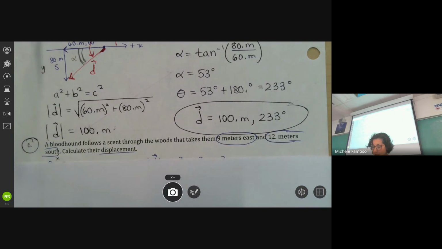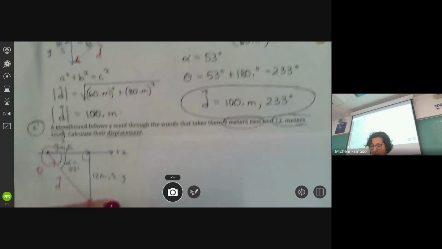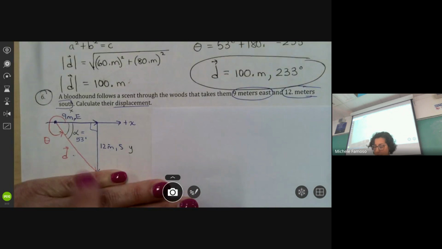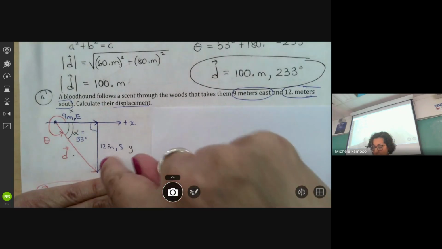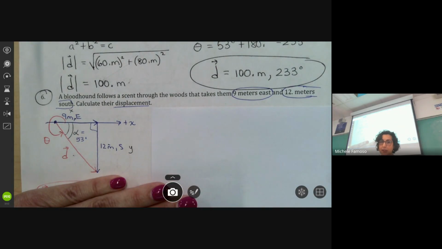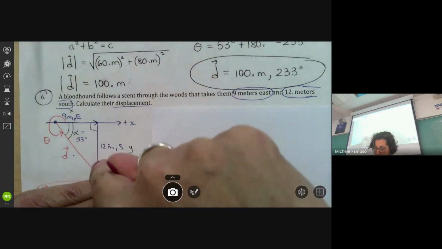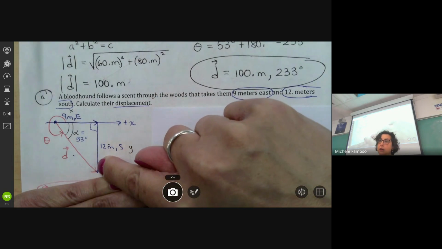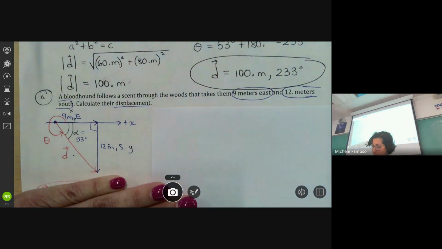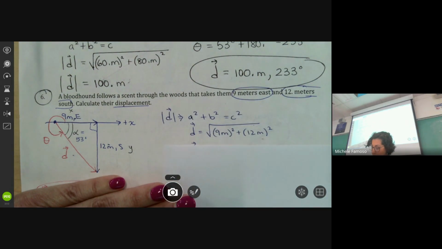And the last one, let's start with our sketch. It should look like this. 9 meters east is an arrow to the right, and then an arrow going down, which is 12 meters to the south. I'm looking for that arrow. I need an arrowhead on it. Displacement, down and right.